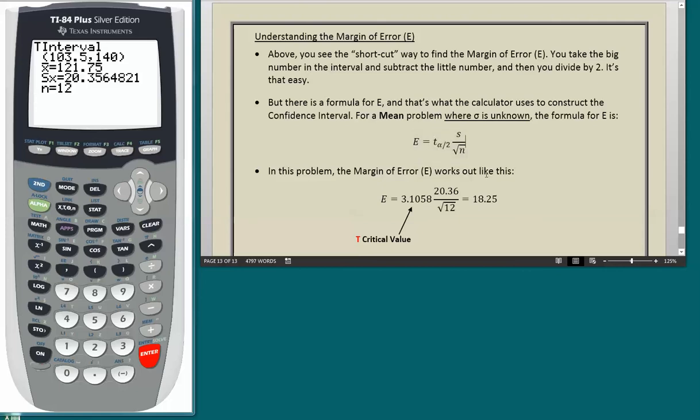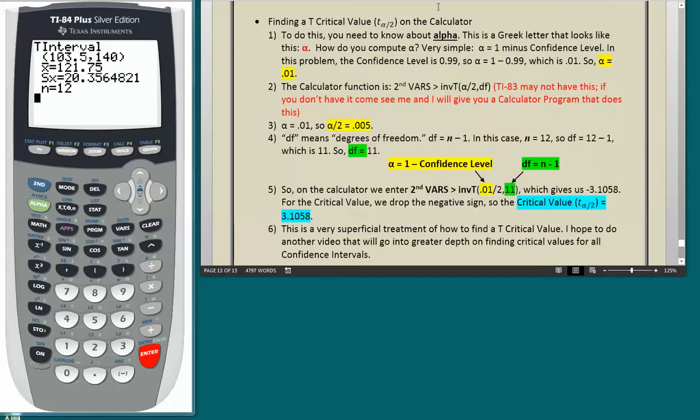So if we come down here, s was 20.36, the calculator told us that. n was simply how many movies we had the lengths of. That was our sample size, that's 12. The critical value, that we have to find. So now we're going to talk about how to find the critical value.